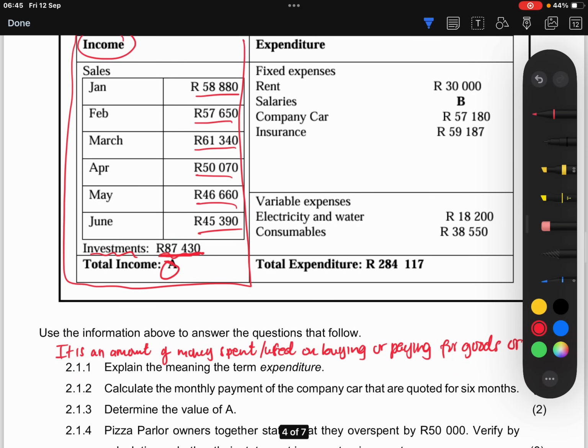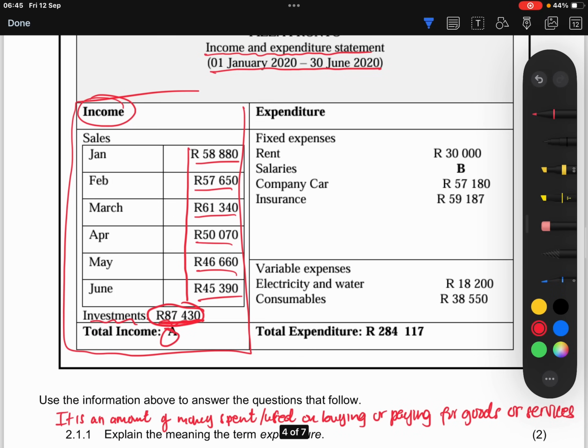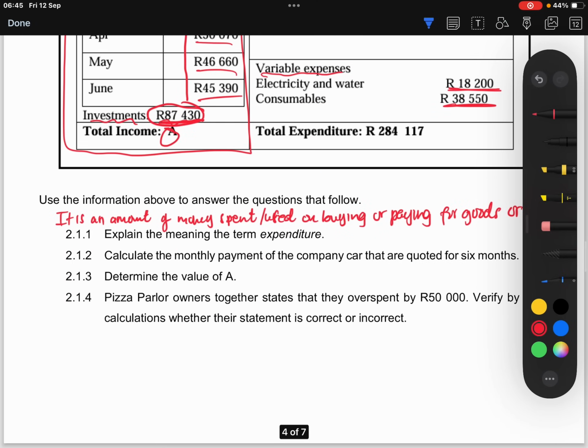So the total income means you add all these monies together with the investment. And then here are the expenditures, the money that they spent. Fixed expenses are rent, salaries, and the car company, but the salaries you are not told there. And then the variables, the ones that change every month, are the water and electricity, depending on how they use the consumables, the stuff that they eat or the stuff that they use to buy.